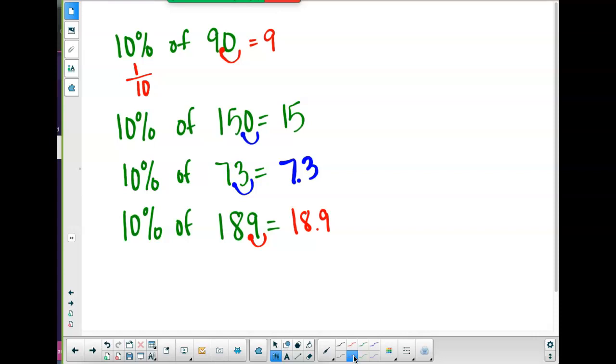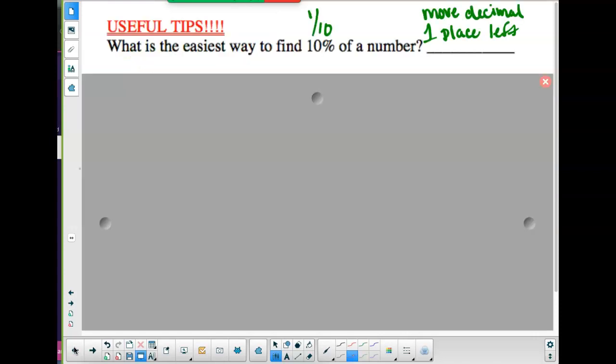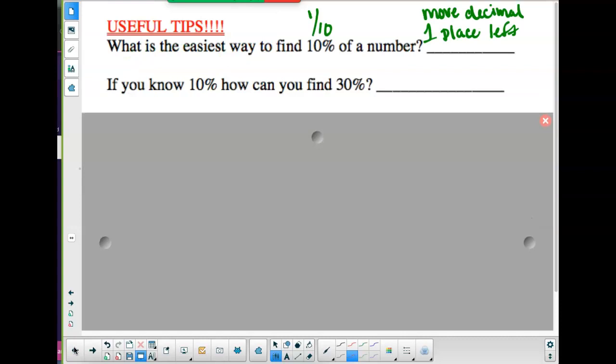Okay? So then the next question down that list is, if you know 10%, how can you find 30%? Any ideas? If I know what 10% is, any thoughts on how I could get to 30%? How many 10% does it take to make 30%? 3 of them, right? Everybody agree with that? Those of you at home? Okay, it takes 3, so we're just going to multiply by 3.